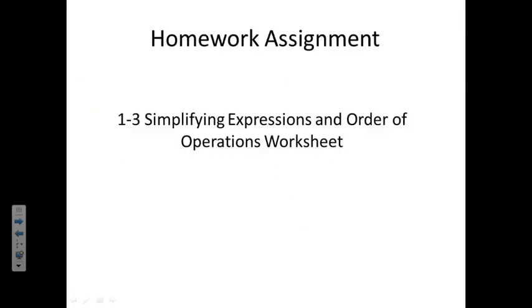Alright, that should help you with your assignment 1-3, Simplifying Expressions in Order of Operations worksheet. Good luck.